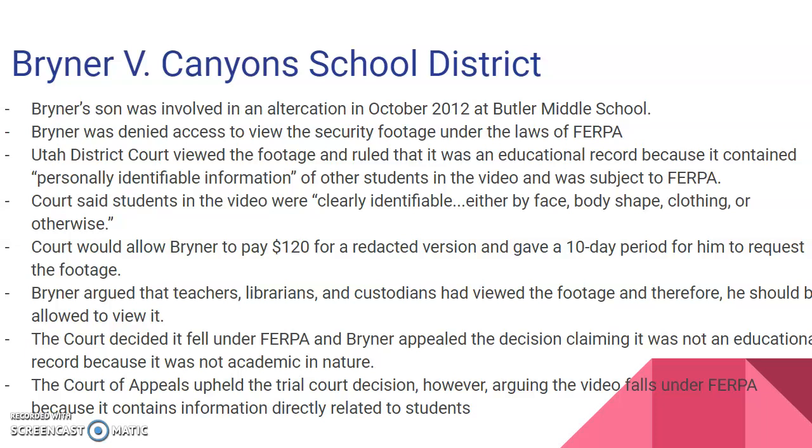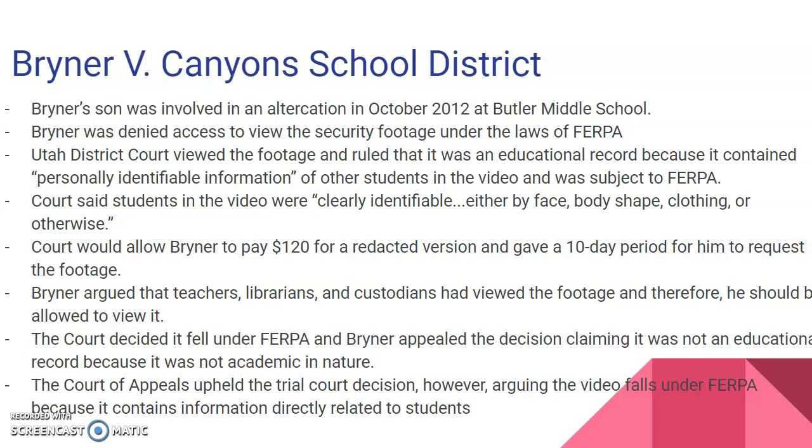The court said students in the video were clearly identifiable either by face, body shape, clothing, or otherwise, and they would however allow Bryner to pay $120 for a redacted version and gave a 10-day period for him to request the footage. Bryner argued that teachers, librarians, and custodians had viewed the footage and therefore he should be allowed to view it. However, the court decided it fell under FERPA, and Bryner appealed the decision, claiming it was not an educational record because it was not academic in nature.